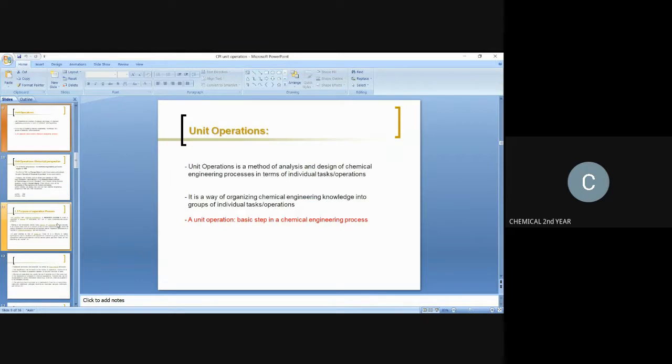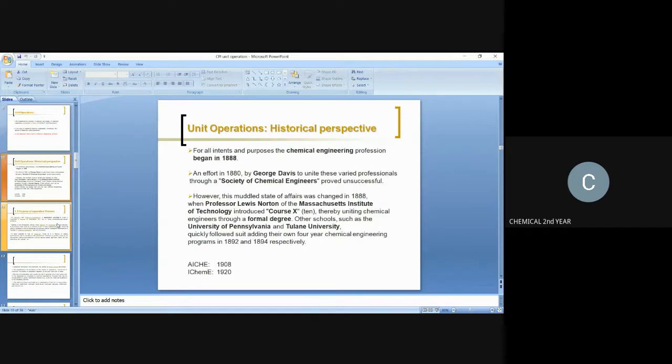Next, what is unit operation? Unit operation is a method of analysis and design of chemical engineering process in terms of individual tasks or operations. It is a way of organizing chemical engineering operations into a group of individual tasks and operations. In unit operation, it is the basic step in the chemical engineering process.